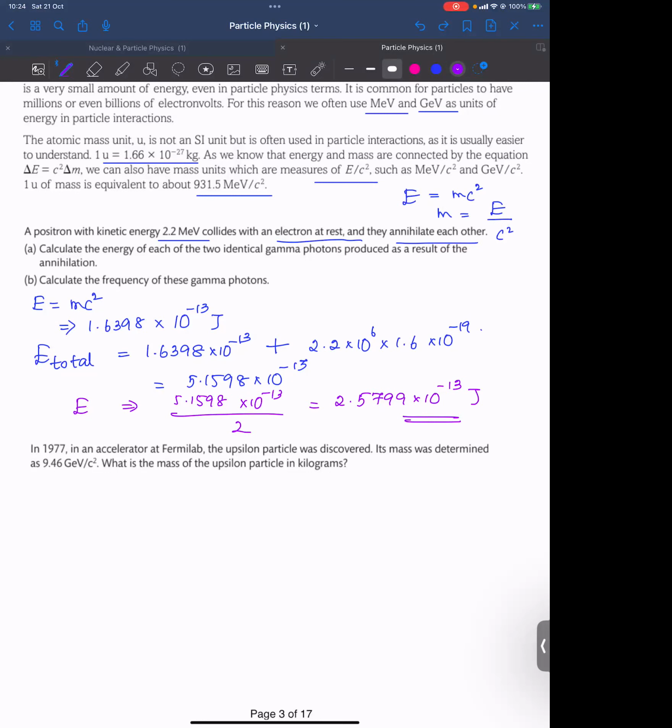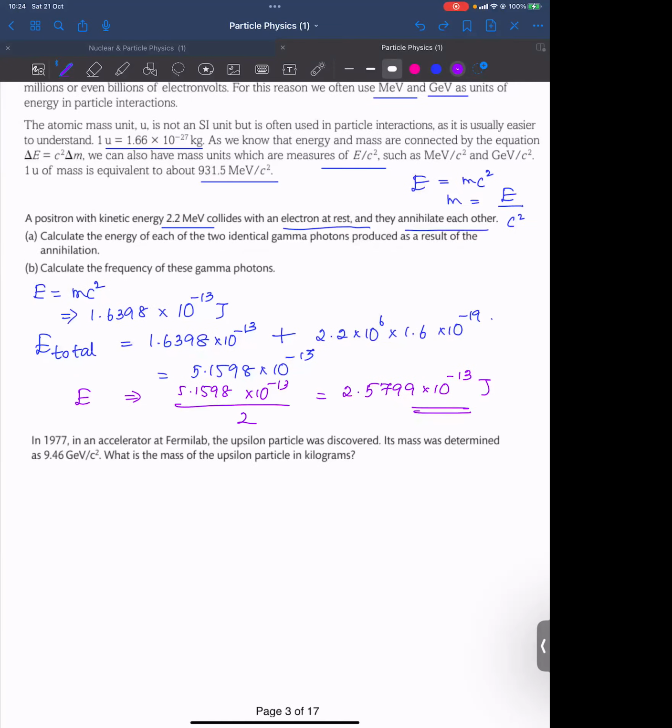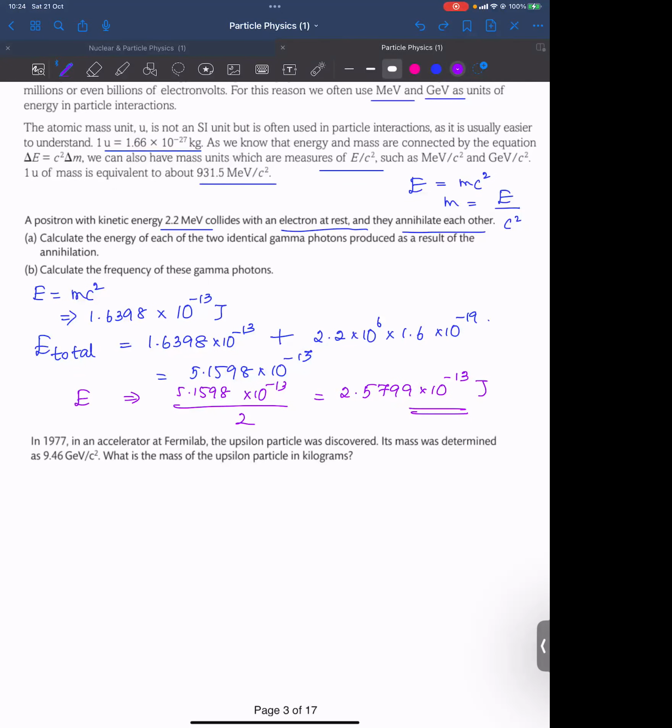In 1977, in an accelerator at Fermilab... So for the frequency, you use E equals hf and find it. I'll leave it to you. Just use E equals hf. So you know the E, you know the h, you can find the f, right?